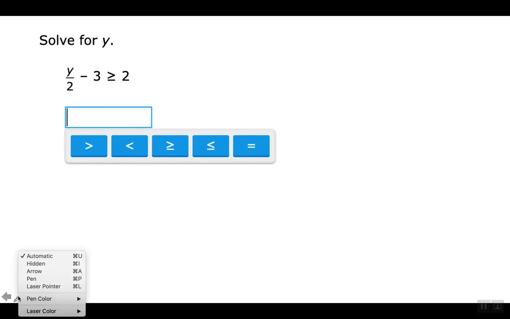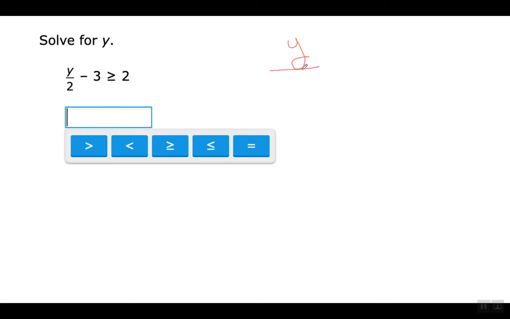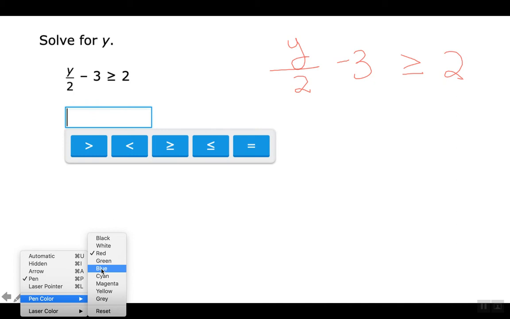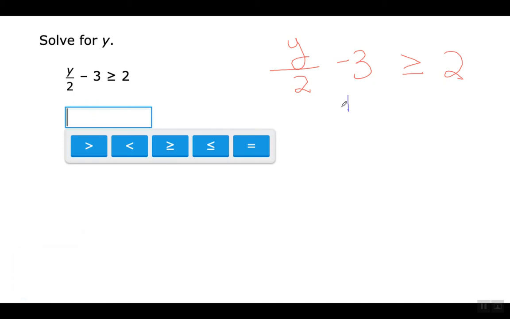Alright, this one's the first one that I've seen with a fraction or with division, so let's look at it. So again, in this one, you want to get y by itself. The number that's with the variable, you move last. So first I'm going to get rid of the minus 3. I'm going to get rid of the minus 3 by adding 3 to both sides.